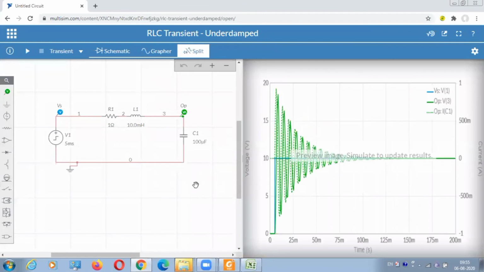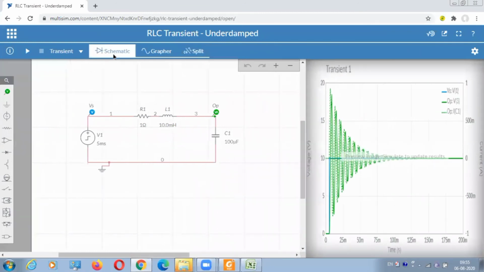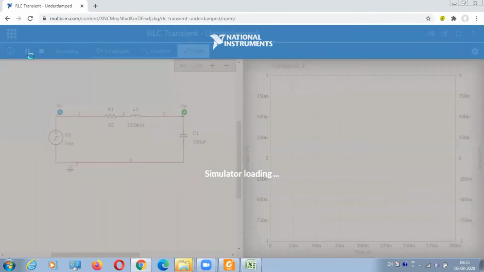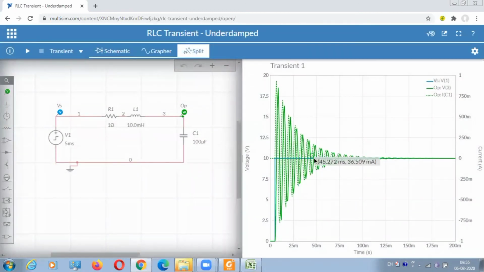You can use a single pole single throw switch, no problem. Whatever you want to use later. As a volt ampere I have used. I'll go to simulation, it can be run over here also. There is a play button, you can run over here.